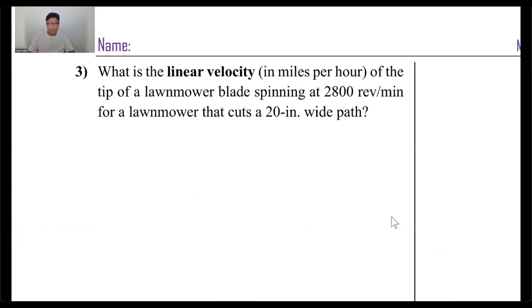Another problem. What is the linear velocity in miles per hour of the tip of a lawnmower blade spinning at that speed, for a lawnmower that cuts a 20-inch wide path? They sound similar, but in the real world the context is slightly different, so we need to interpret accordingly. That's the practice we are doing. Now, what is happening here? A lawnmower, when you move it on your lawn, you travel in a straight line, it makes this 20-inch wide path.